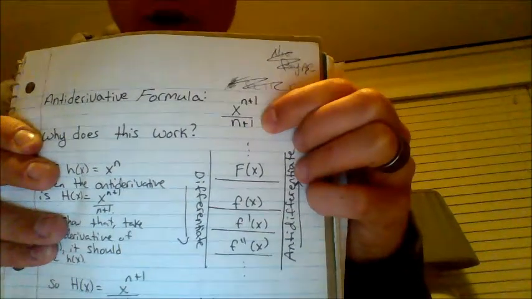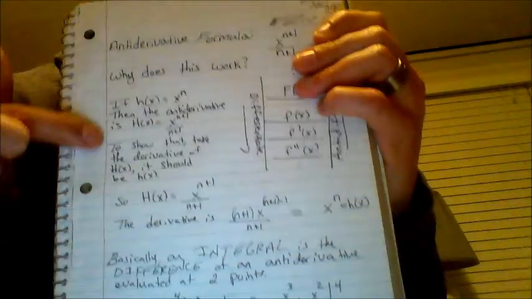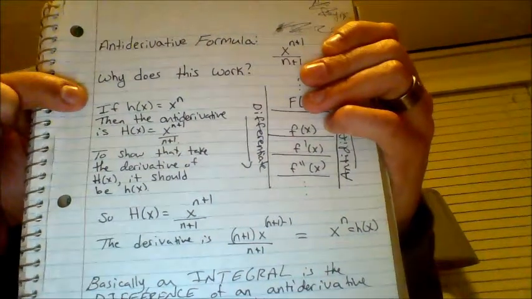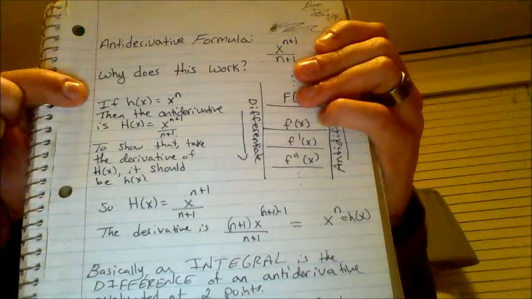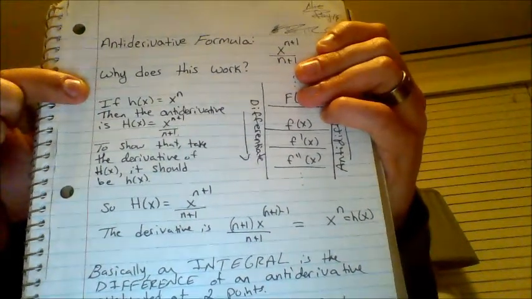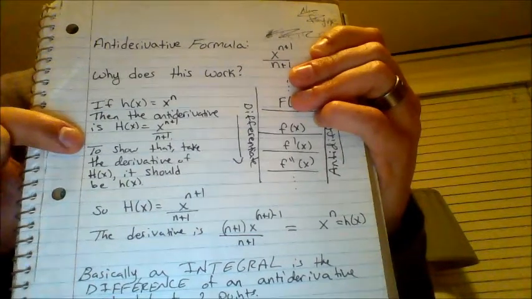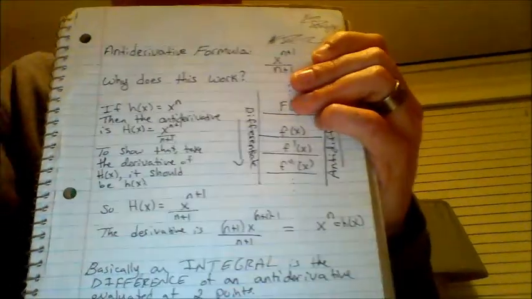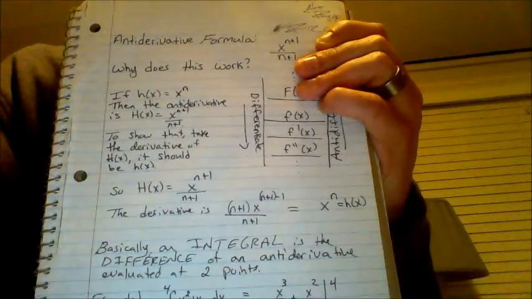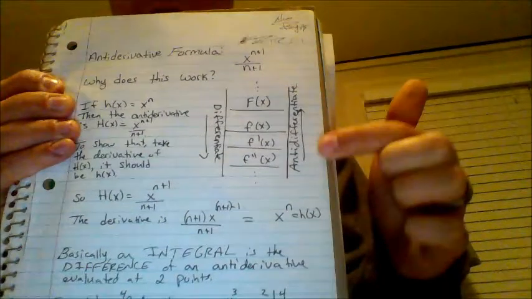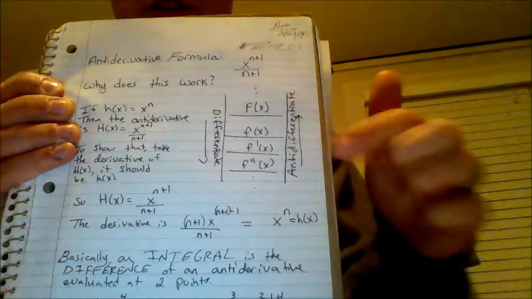Right here, I've written up a little thing about y. If I say some function that I called h of x equals x to the n, just any power, the antiderivative, which you've probably seen notated with a capital letter, is going to be x to the n plus 1 over n plus 1. And the reason why is, in order for anti-differentiation to be the reverse of differentiation, you got to make sure that everything will work out when you do it.